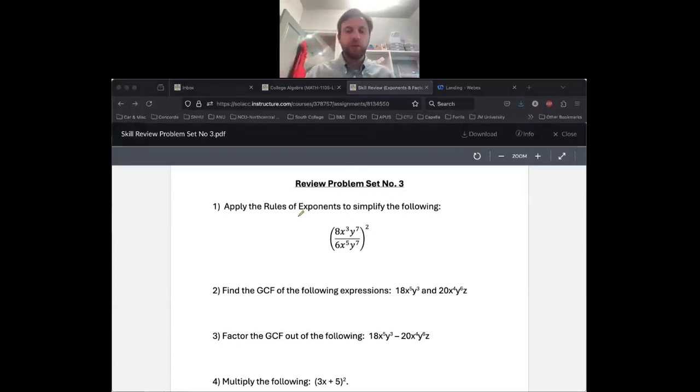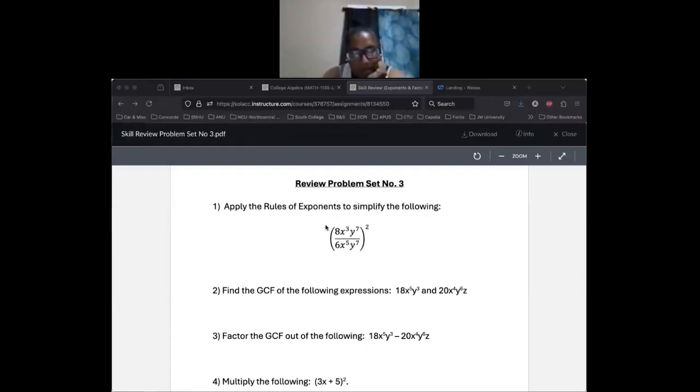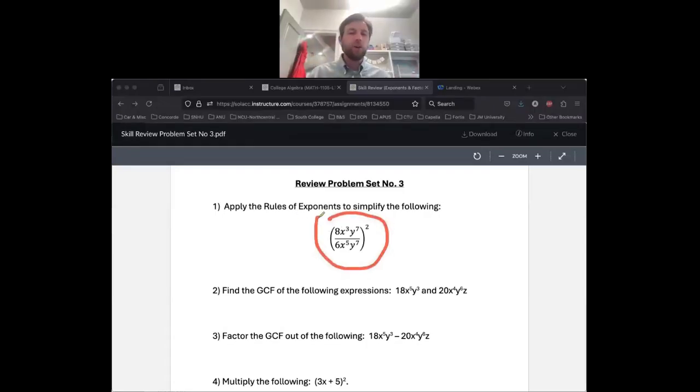So we're trying to skill review and get you prepared for the week's material, the test coming up. For this one right here, there's a couple different ways you could go about doing it. What I recommend doing is to work inside, simplify first. Let's take a look at the 8 and the 6. Simplify the 8 over 6, and you would get the fraction 4 over 3.